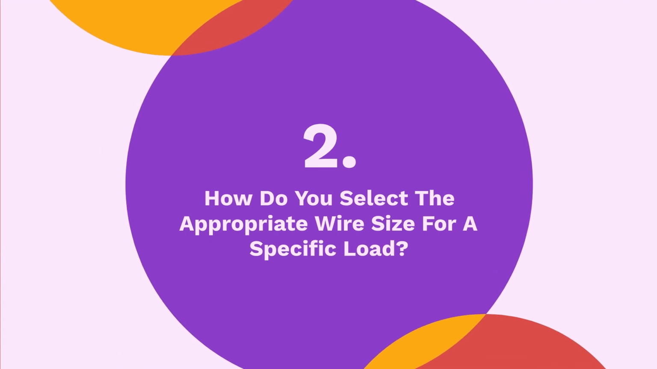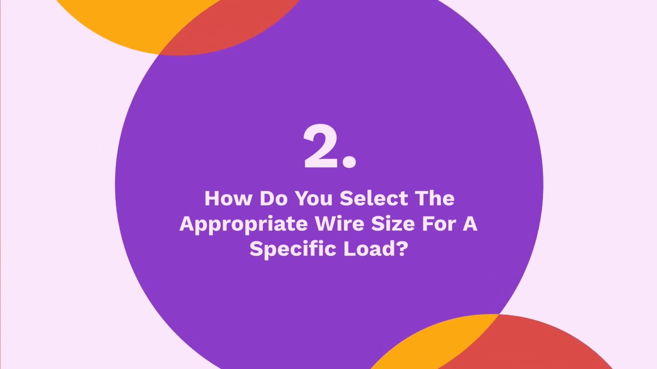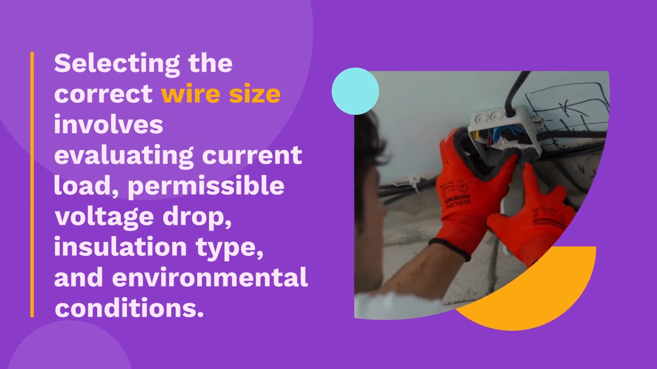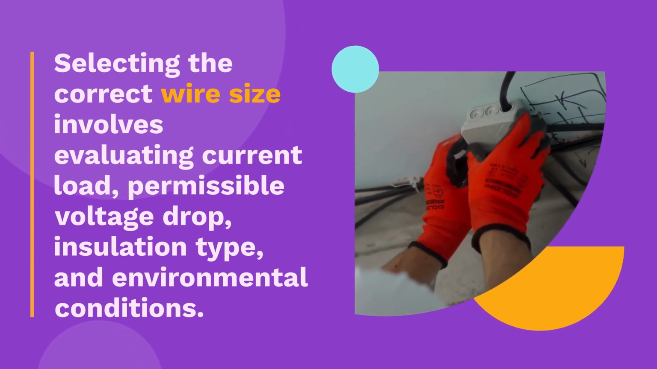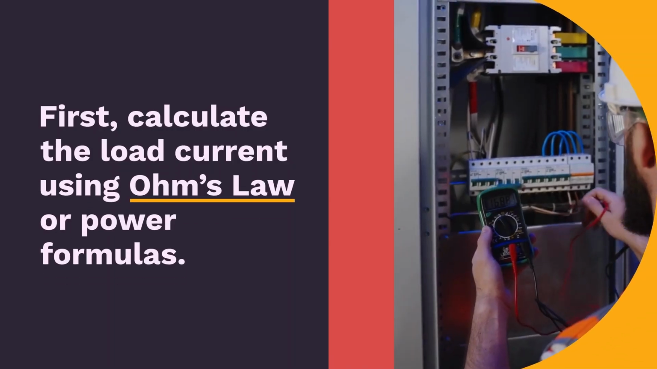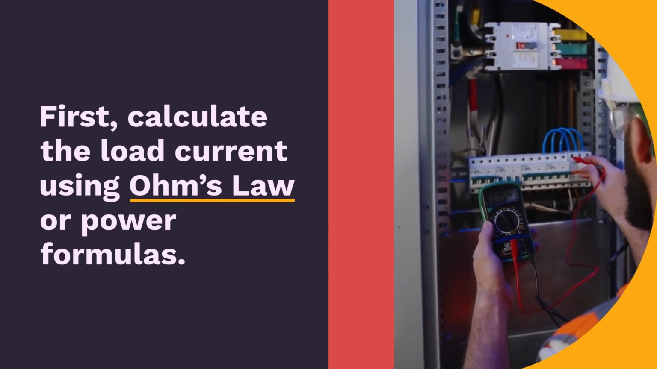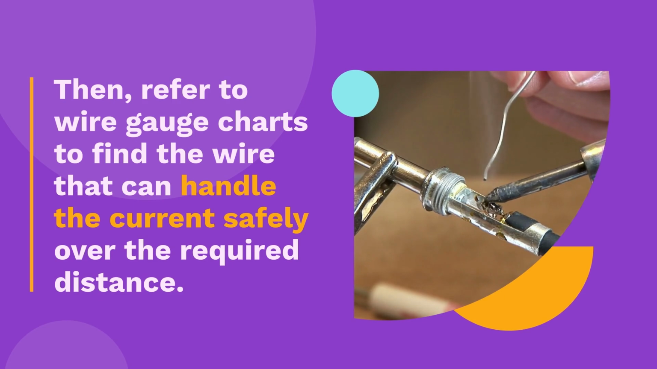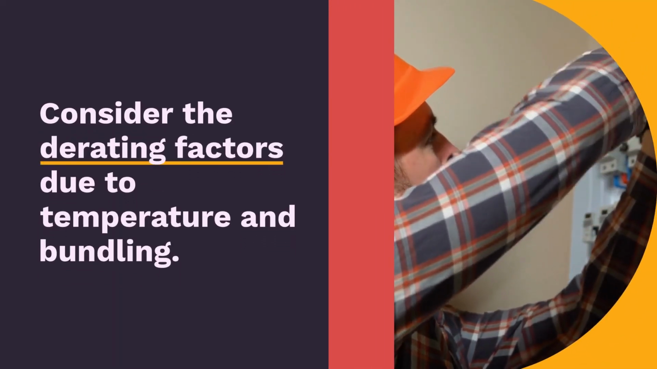2. How do you select the appropriate wire size for a specific load? Selecting the correct wire size involves evaluating current load, permissible voltage drop, insulation type, and environmental conditions. First, calculate the load current using Ohm's law or power formulas. Then, refer to wire gauge charts to find the wire that can handle the current safely over the required distance. Consider the derating factors due to temperature and bundling.